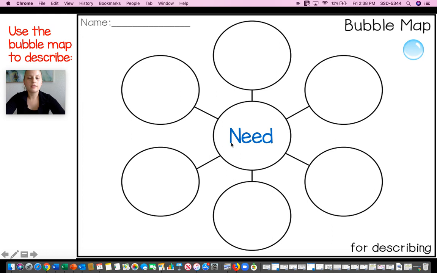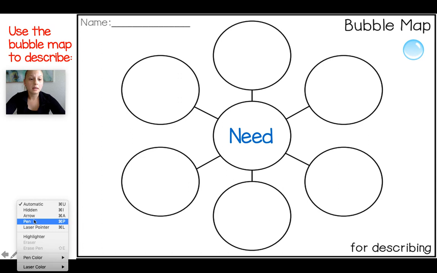N-E-E-D. We're going to write the things that we need. Okay, then from your middle bubble, you're going to notice there's a line to another bubble, and a line to another bubble, and a line to a bubble, and a line to a bubble, a line to a bubble, and a line to a bubble. And inside those bubbles, we're going to put words of things that we need.